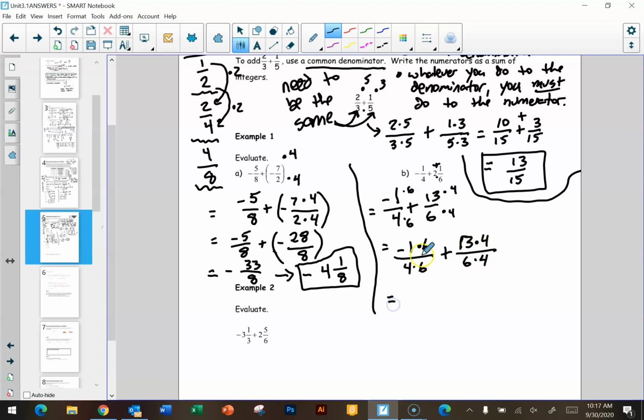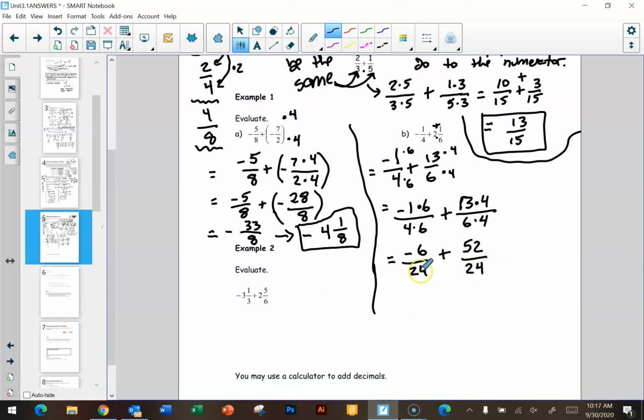Now I can take the math further, right? Negative 1 times 6 is negative 6 on top. 4 times 6 is 24 on the bottom. Keep the plus sign. 13 times 4 is 52 on the top. And 6 times 4 is 24 on the bottom. Now this is another check you need to do here. Are these the same? Because if they are the same, we're in the right direction. We made the right steps. If at this point these two numbers in the denominator are different, we made a mistake. So that's very important to check that right there.